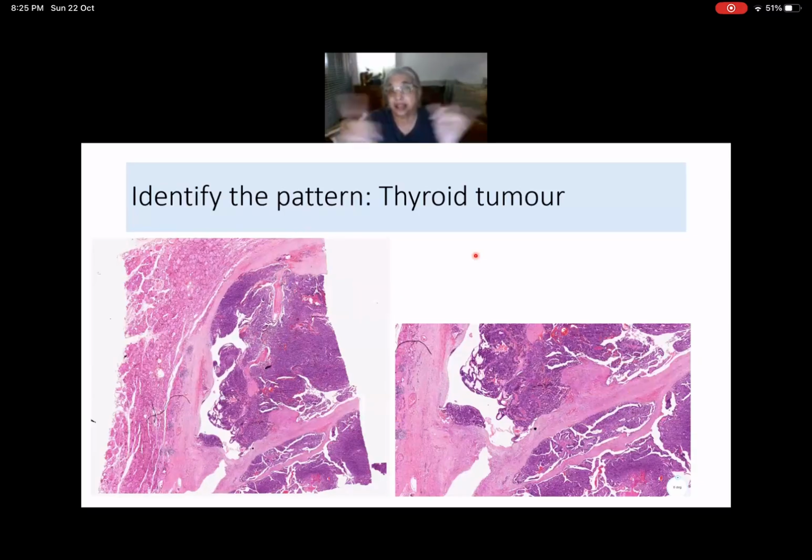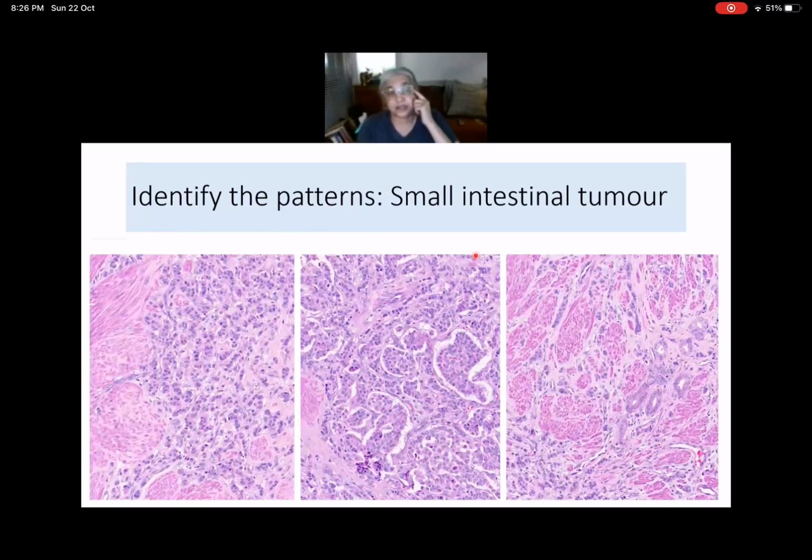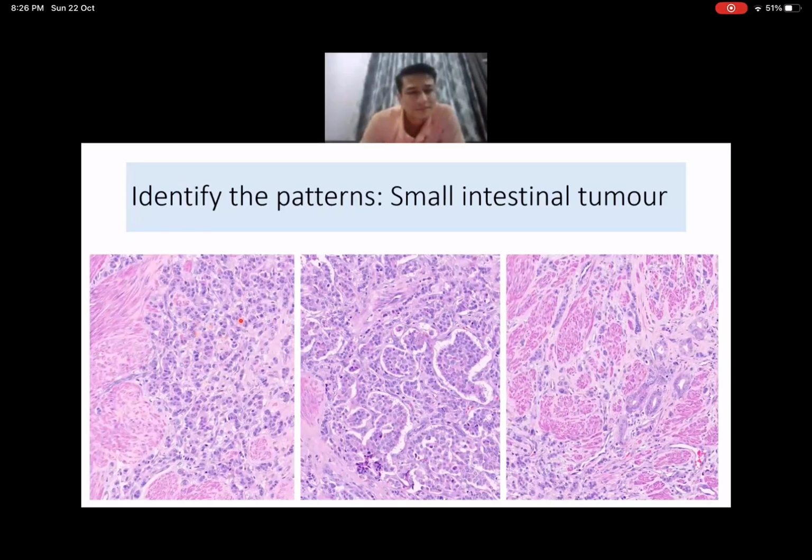There was a capsule here, and this tumor broke through the capsule, and another capsule formed. So you can see it so beautifully. There is a tumor that is infiltrating this capsule, and you can see how it is infiltrated through this original capsule, and now a new capsule has formed. See how beautifully you can see these patterns. It's an encapsulated, solid, papillary tumor showing multiple previous breaches and reconstitutions of its capsule. See, isn't this wonderful? These cells and the tissues talk to you. They're telling you what has gone on in those tissues.